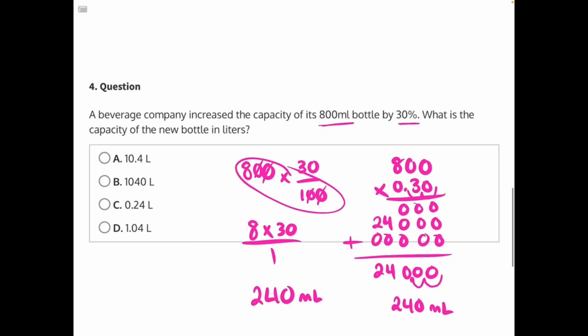Now that we know that 240 milliliters is the increase, we can add, since increase means to add, add that back on to our original bottle size and get 1,040 milliliters.